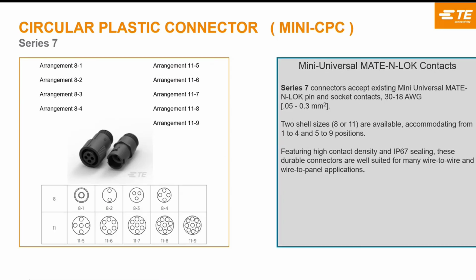Series 7 is called our mini CPC. These use different contacts altogether. It's a nice, small, compact series. It's rated to IP67. The wire size is a little bit smaller. It's 0.05 to 0.3 millimeter square. It goes from a 1 to a 9 position. And this is a nice little connector for people that need something sealed in a small size. Current ratings are up to, I think, 7 amps maximum. So current's a little bit lower than some of our other series, but it's nice and small in IP67 form.